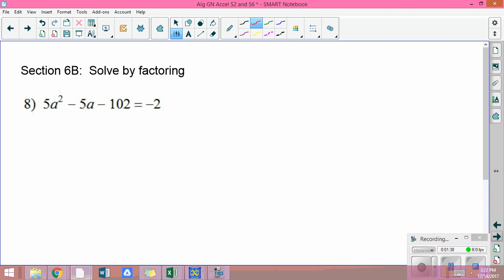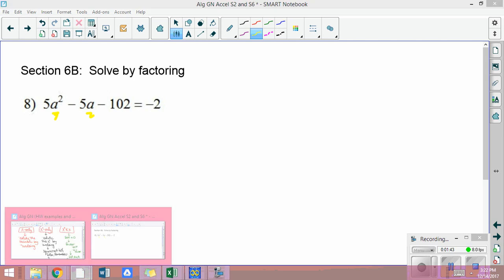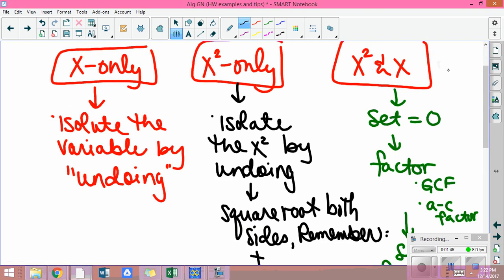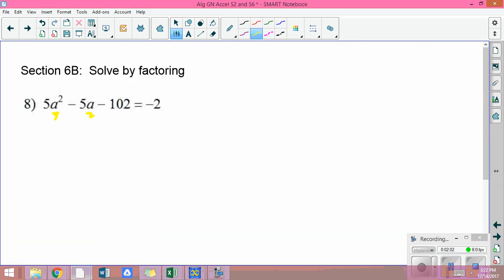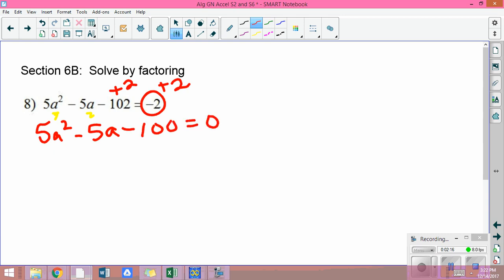When we have to factor, and if we look at this one, we have an a squared term and an a term. So now, we're in this scenario of having an x squared and an x. So we have to set it equal to 0 and solve. So if we come back here, first thing I have to do is move this. So I'm going to add 2 to my constants. So I have 5a squared minus 5a minus 100 is equal to 0.